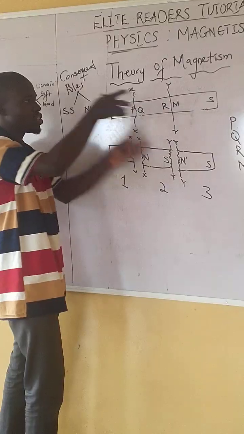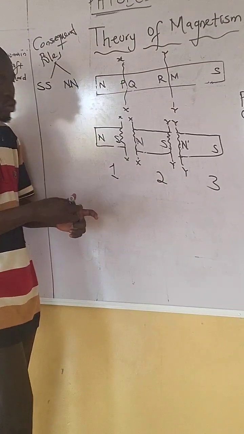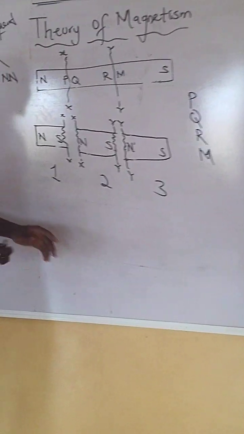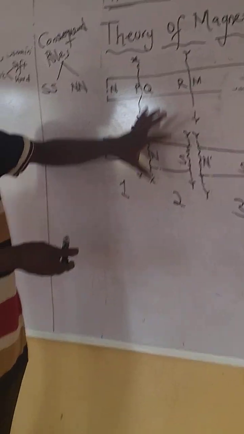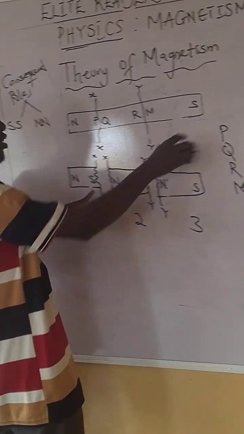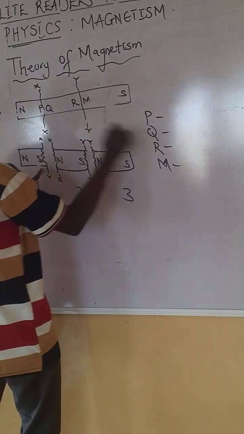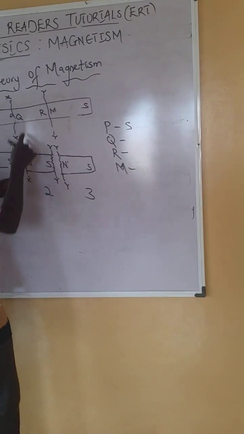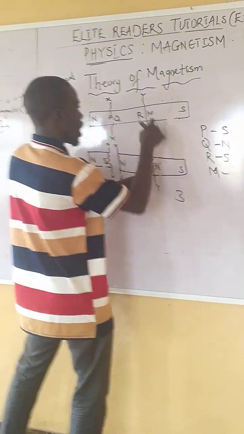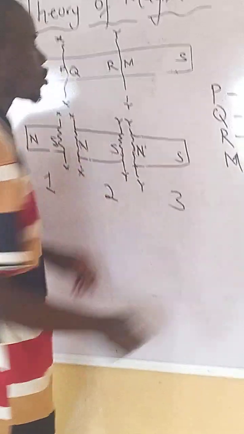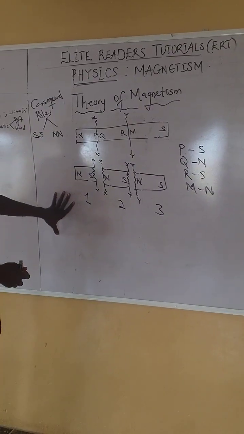So they can actually change the orientation or put it anyhow, so you have to be very careful. So that's how to know the polarity whenever any magnet is being sectioned. So in short now, what's our P? Our P is S. Our Q is N. Our R is S. And our M is North. So that's S N, S N. So that's the theory of magnet.